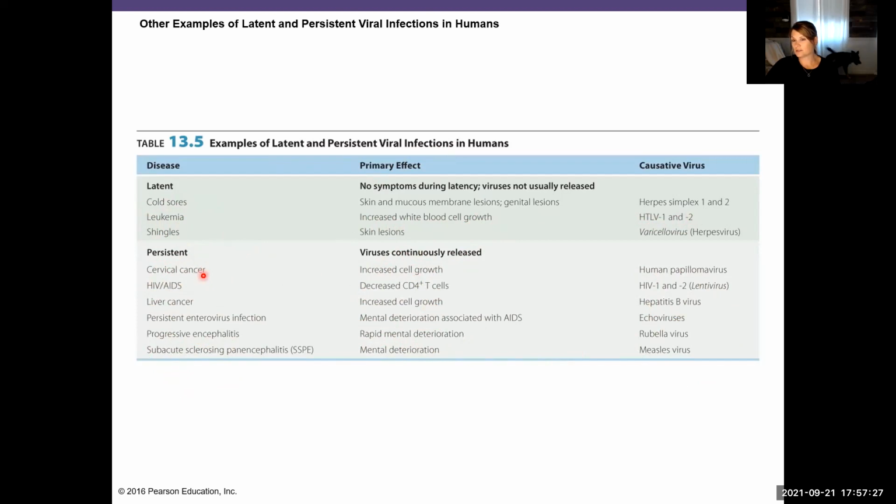So cervical cancer, which is caused by human papillomavirus or HPV, increased cell growth causing tumors wherever that virus has infected. Again, it can lead to cervical cancer, okay? HIV, decreased T cell count, right? And that's caused by HIV 1 and 2. Liver cancer can be caused by hepatitis B. Persistent enterovirus infection can be caused by echoviruses. Okay, so just some examples of persistent and latent viruses.